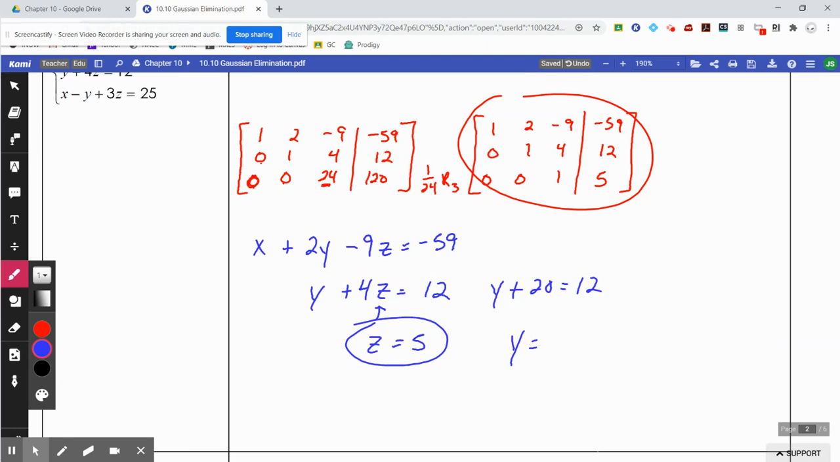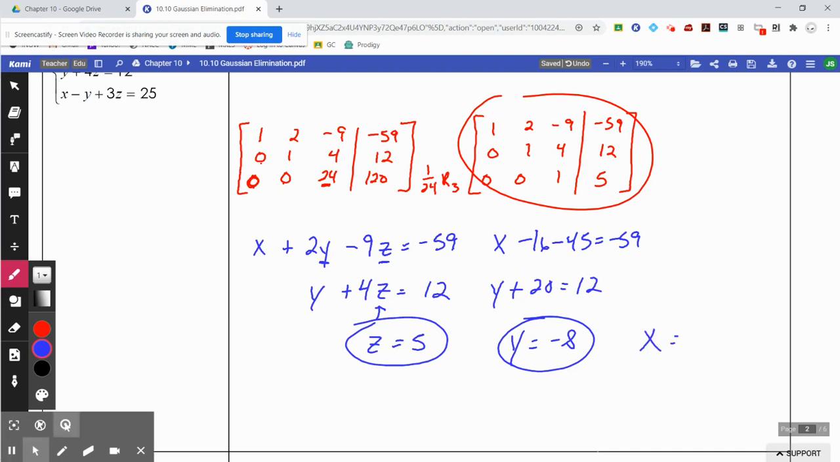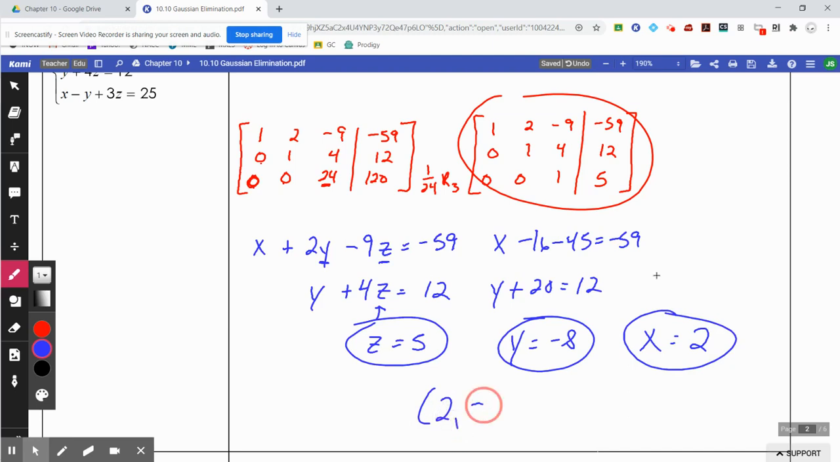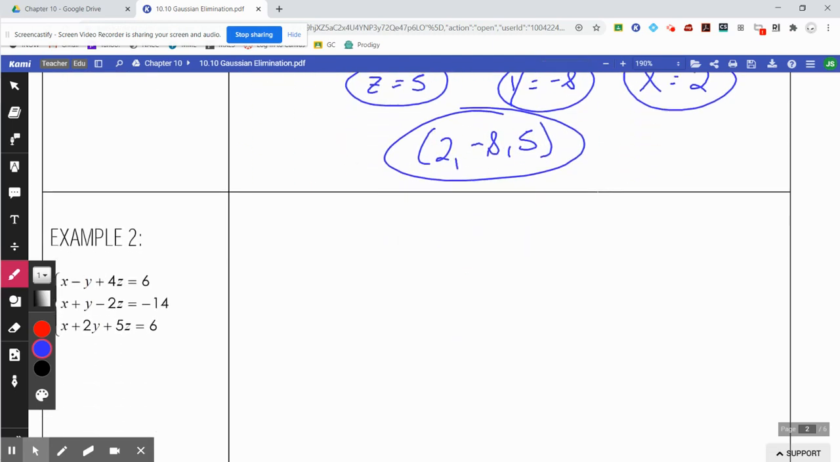That would be a -8. And now that you know what y and z are, you can plug them into the first equation, and that would be x minus 16 minus 45 equals -59. And that tells me that my x value is going to be 2. So therefore, my x is 2, y is -8, and z is 5. That's your solution. Let's try it again.